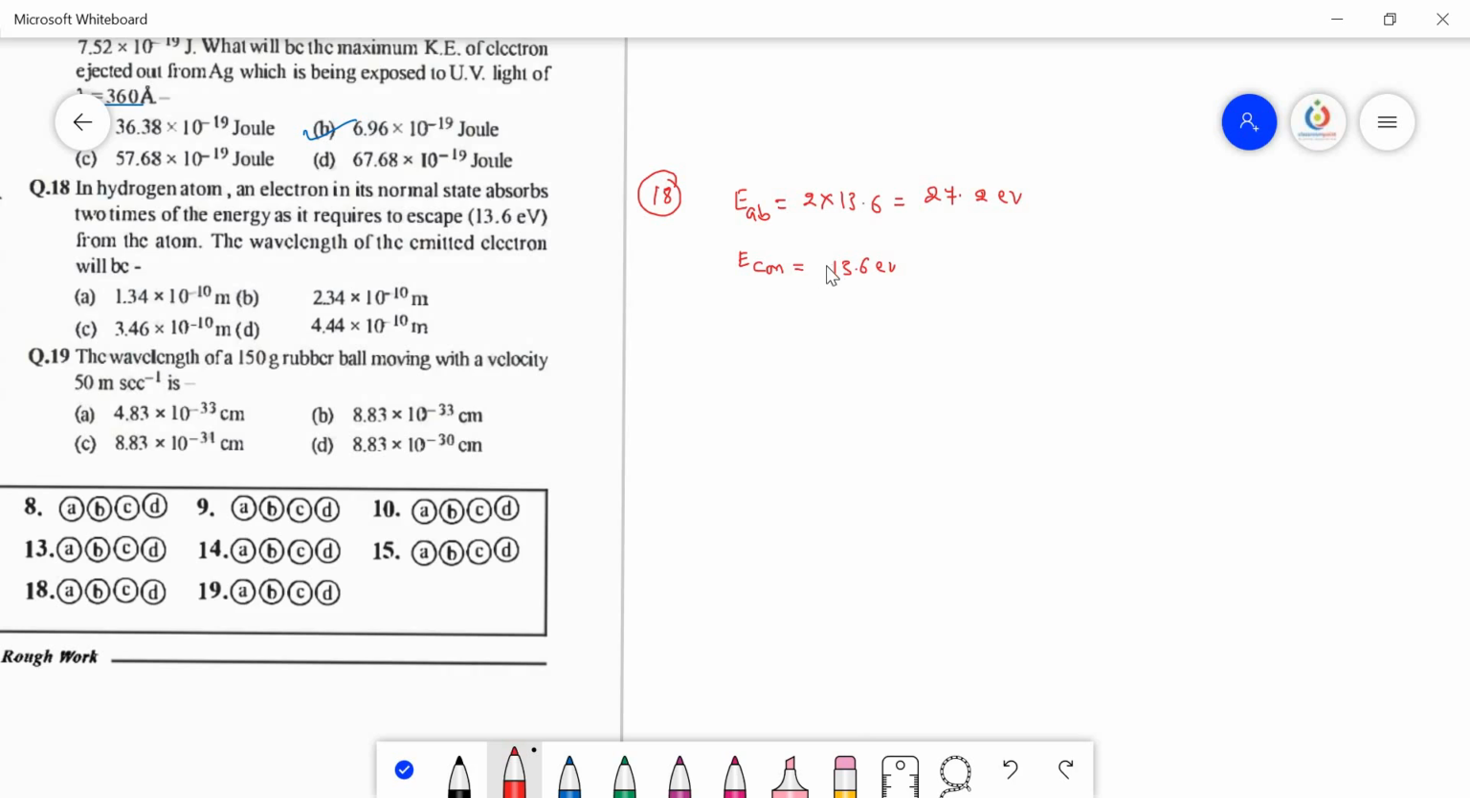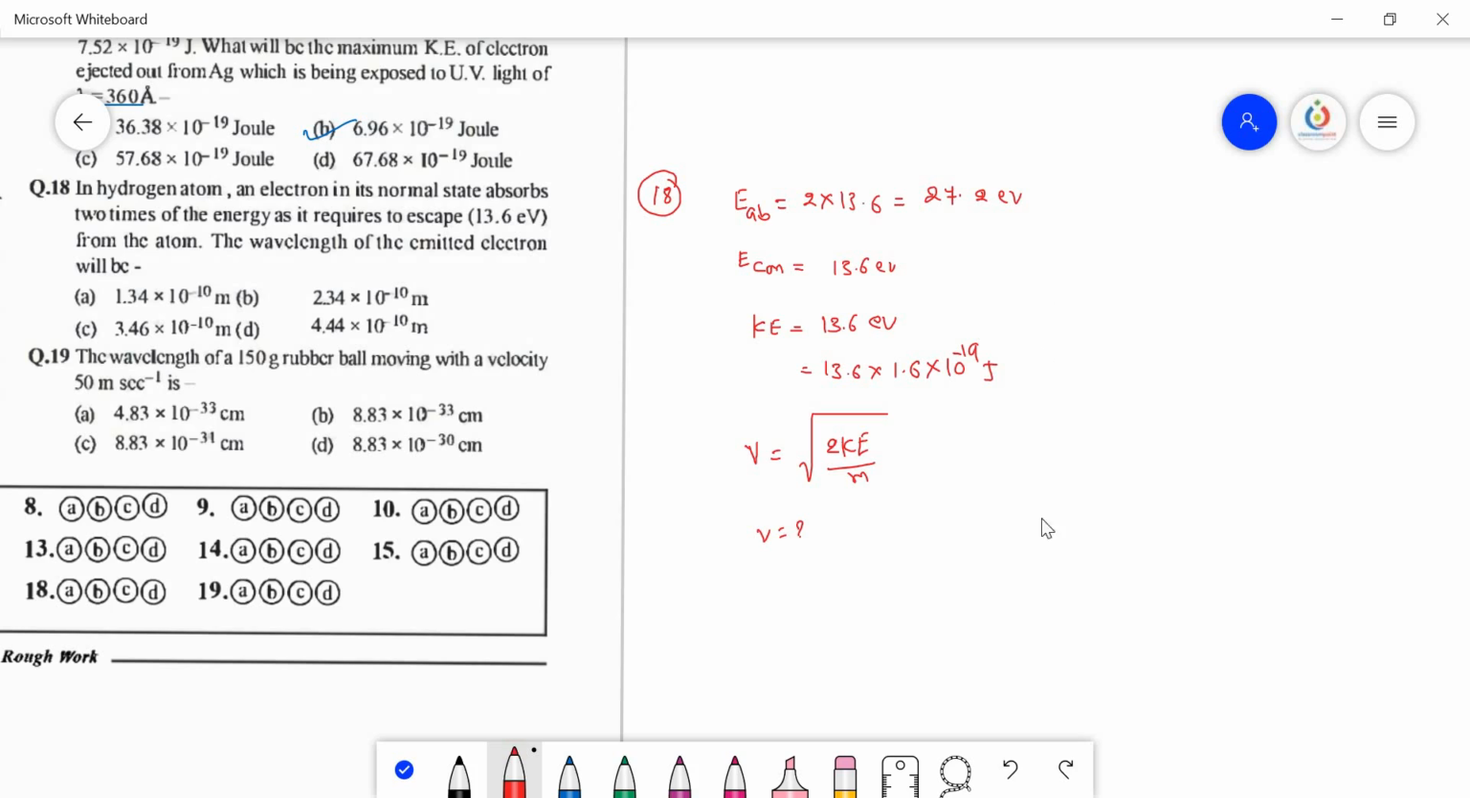Absorbed this much, consumed this much, and the difference of energy is always equal to kinetic energy. So that is equal to 13.6 electron volt, because the difference is 13.6 only. 27.2 minus 13.6, you get 13.6. You just convert this value into joules, that is multiply with 1.6 into 10 power minus 19 joules. So we can find the velocity, that is root 2 KE by m, since kinetic energy equals half mv square. You can use this formula and find out the velocity.